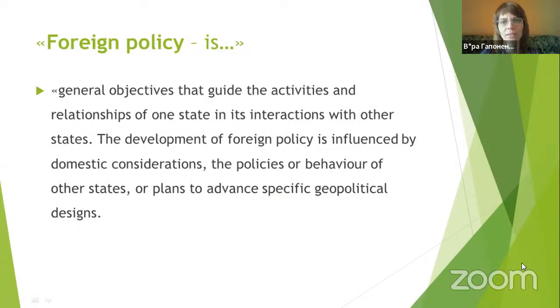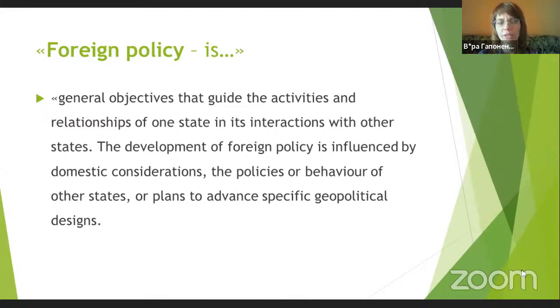Anastasia was quite right, because we study foreign policy as the general objectives that guide the activities and relationships of one state in its interaction with other states. It means that, generally, foreign policy is provided by state institutes. In contrast, international policy can be provided by international private groups, international non-government organizations, some movements, even tourism or individual interaction can be a part of international relations.